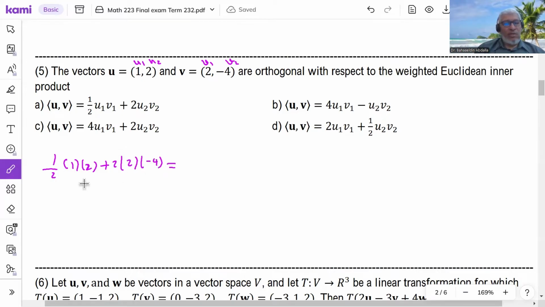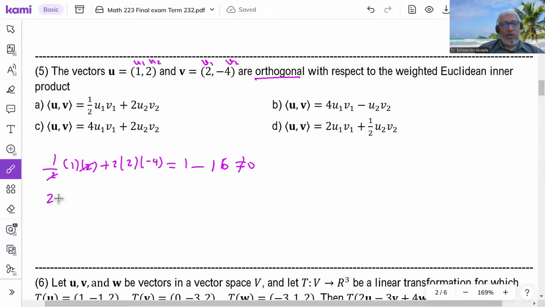So 2 times 1 times 2 plus 2 times 2 times -4. Well, this is 1 minus 16, not 0. Orthogonal means the inner product is 0. So it is not the first one. Usually, if I have a question like this, I'll try the last part. I'll go from the last. So let me try the last one.